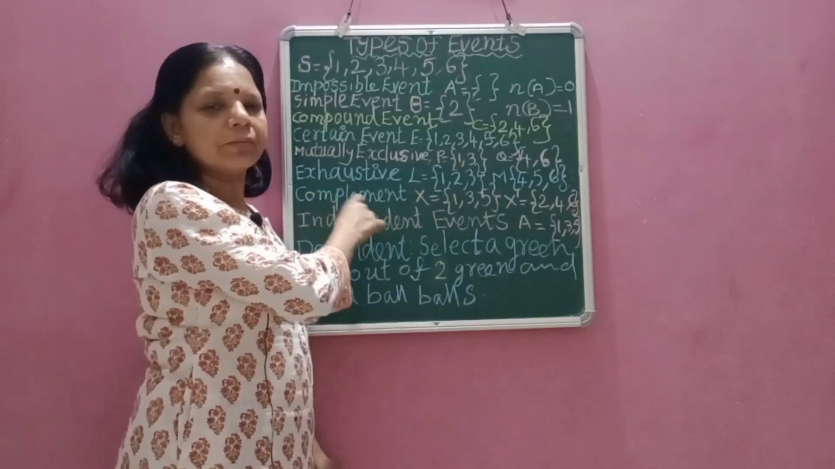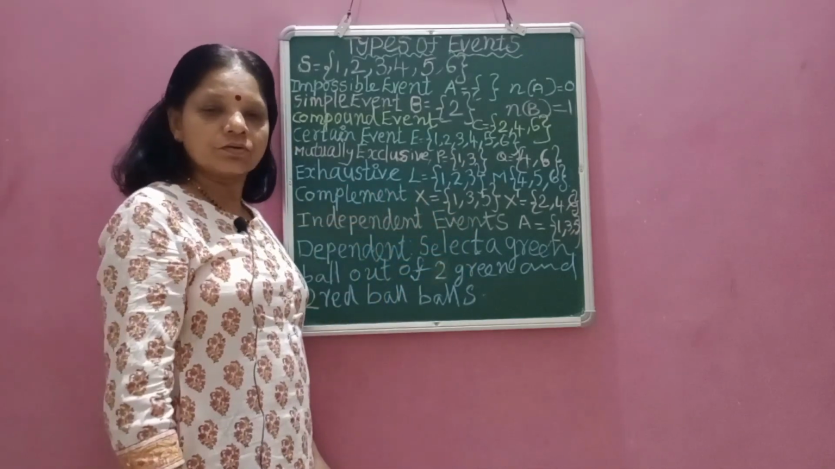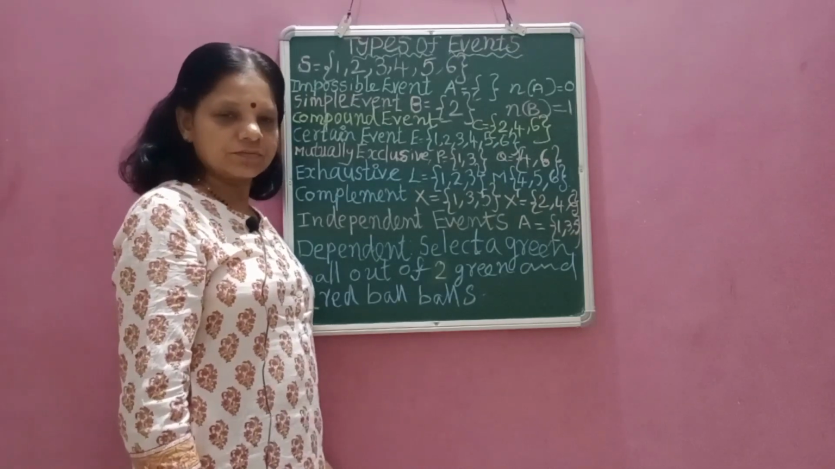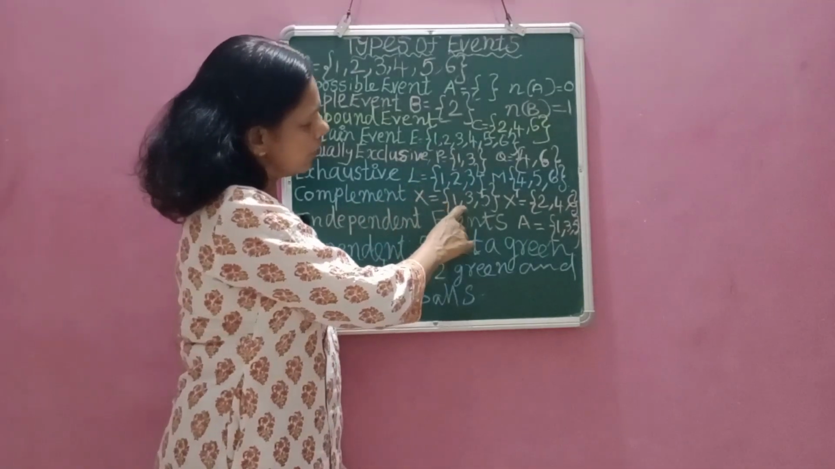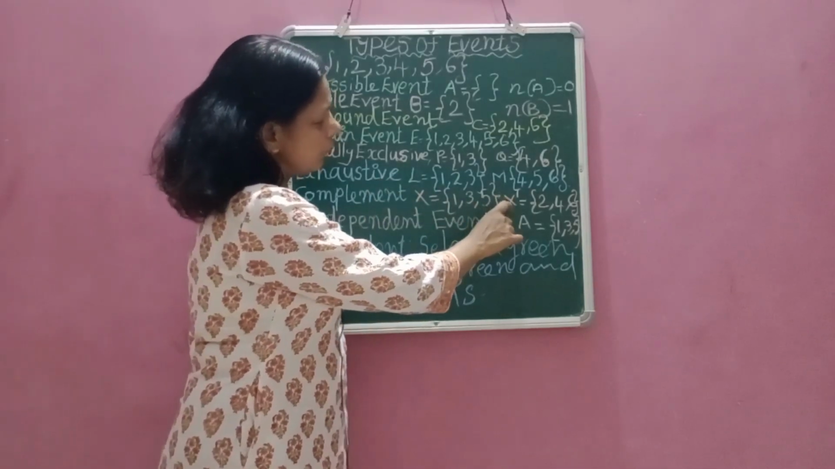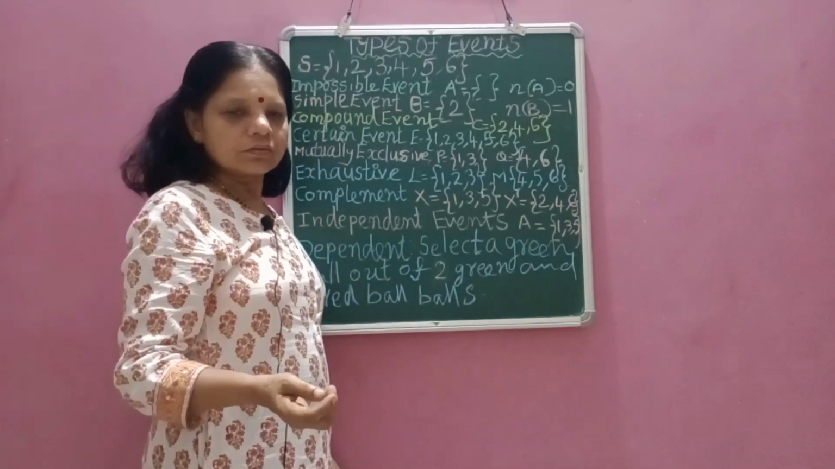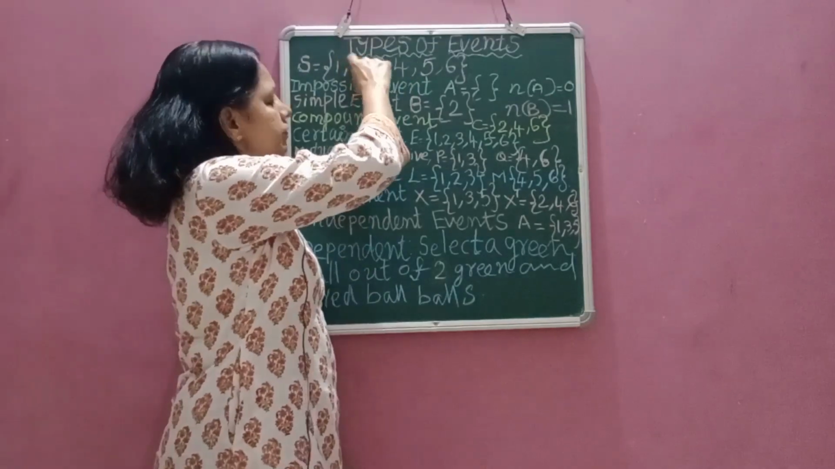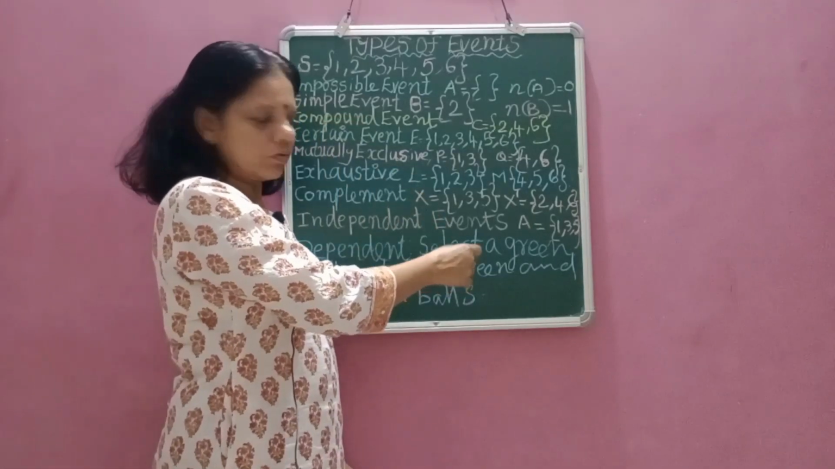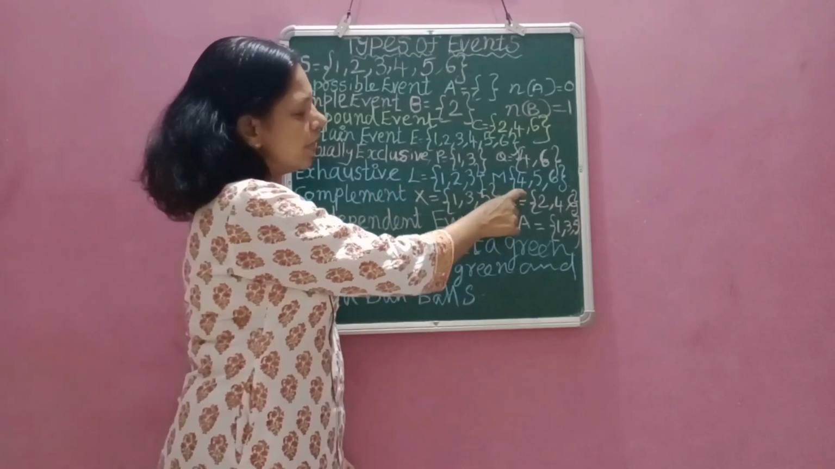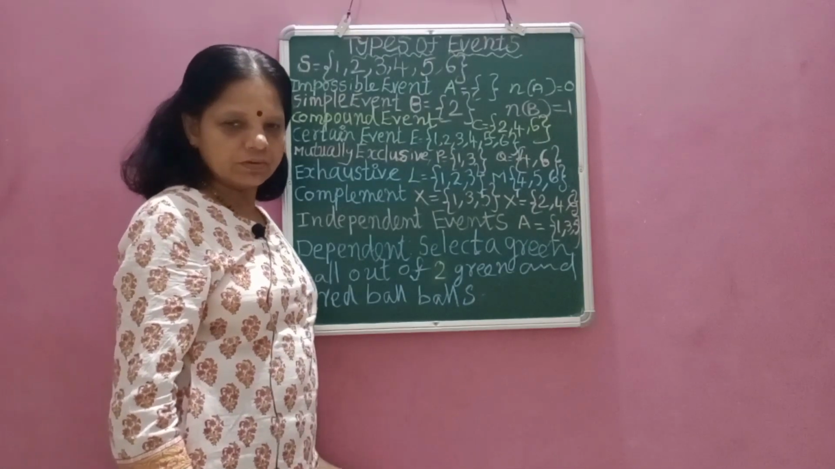Next one, complementary events. Complement of a set also you have studied in the case of sets. It is similar. See this example. X is equal to 1, 3, 5. Therefore, complement of X is 2, 4, 6. So what is it? The remaining sample points in the sample space will be the complement of X. So X and X dash are complementary events.